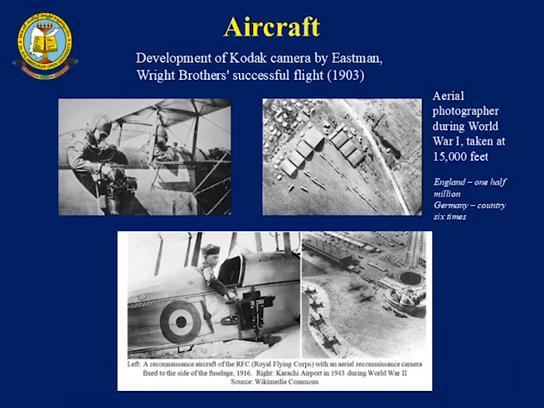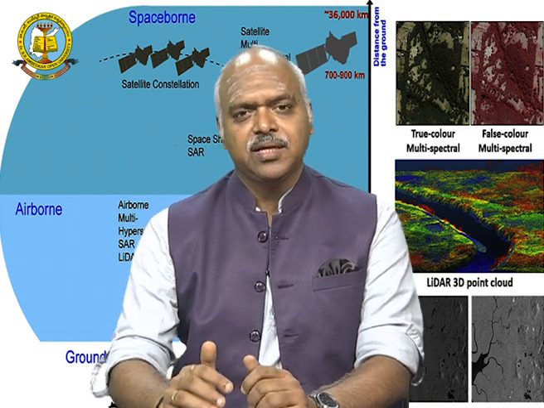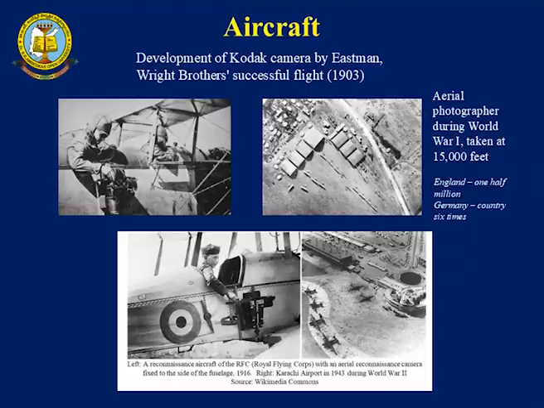Then we have aircraft. So when you talk about the evolution of the platforms, we also take the contributions of Kodak, Eastman, actually who came up with the Kodak cameras. Because cameras and the platforms evolved in parallel, at the same time as the development of the Kodak camera by Eastman, the Wright brothers came up with this idea of aircraft. So the aircraft with the camera served as one of the best platforms for taking aerial photography.